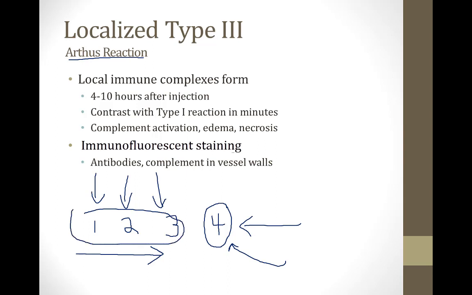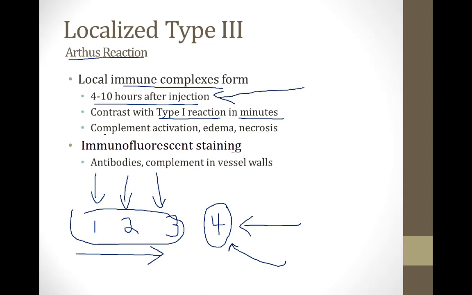So local immune complexes form, and that's what causes the Arthus reaction. It's usually about 4 to 10 hours after injection. It's much faster than the 5 to 10 days for serum sickness because the antibodies are already present. And contrast this with type 1 skin reactions, which occur within minutes. Those are caused by mast cells and IgE antibodies. For these reactions, it takes a few hours for the immune complexes to bind.